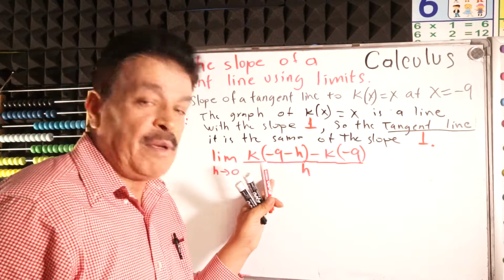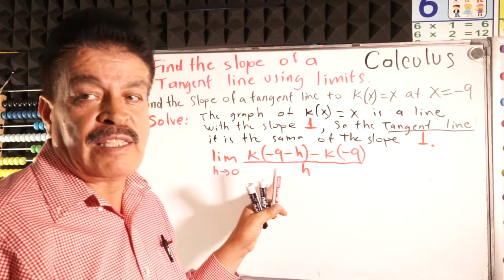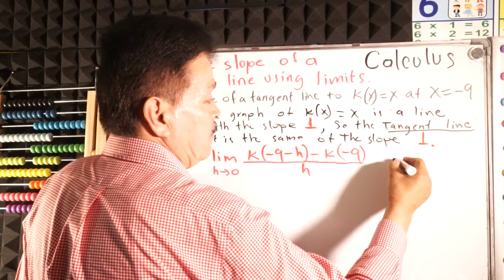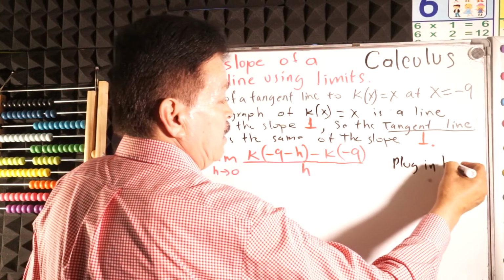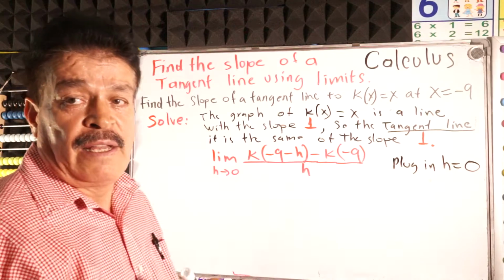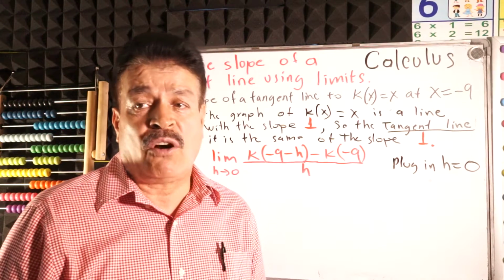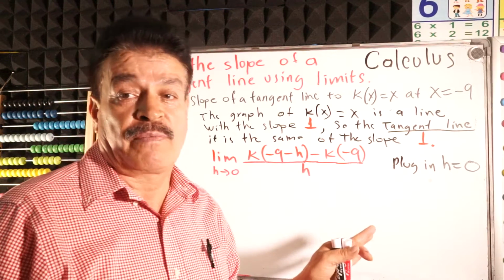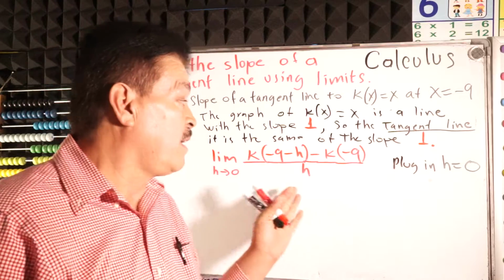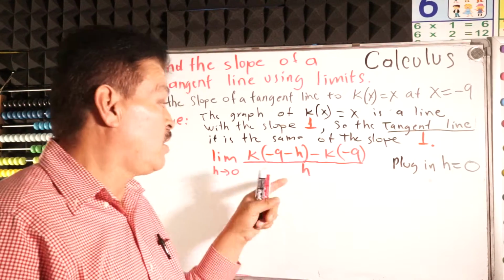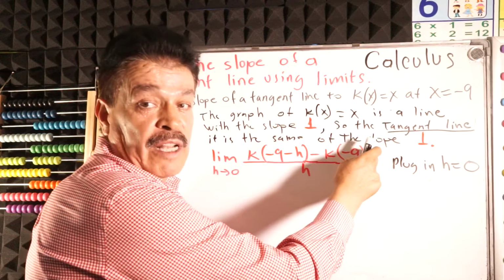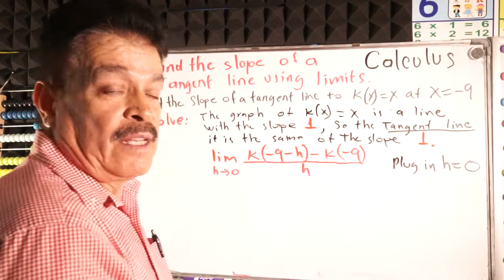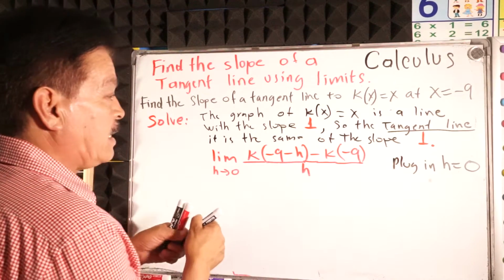So this is the limit definition. I just substitute the formula. You can simplify, but plugging in h equals 0 to evaluate the limit makes the denominator 0. You must first simplify the numerator and cancel the h in the denominator. It's the last step.